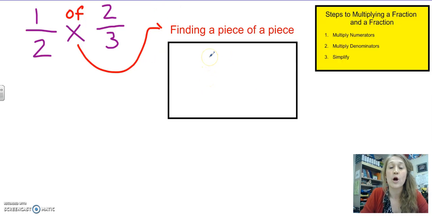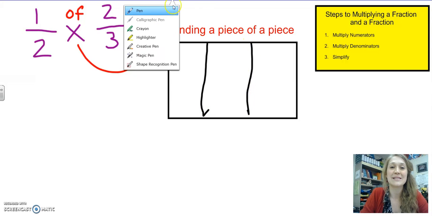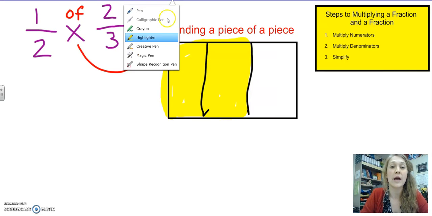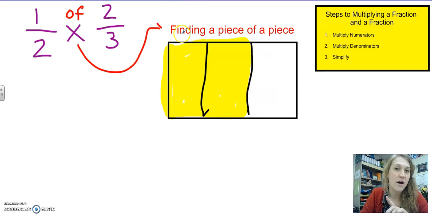Let's start off by showing the 2/3, since I'm trying to find 1/2 of 2/3. I'm going to take my area model and I'm going to split it into 3 pieces. And then I'm going to highlight 2 of those 3 pieces to show my 2/3. These are the pieces that I have. Now, my problem says that I'm trying to find 1/2 of my 2/3. So I'm going to take my model and I'm going to split it in half.